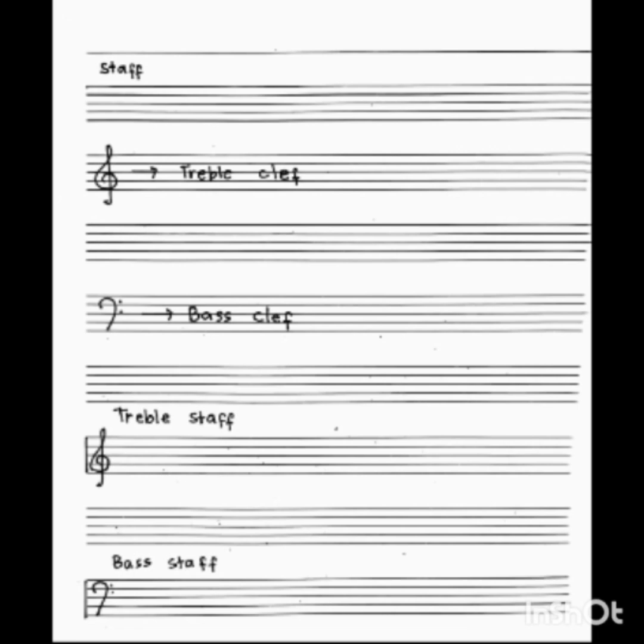Now the next symbol is called a bass clef. The bass clef is below the treble staff, and those notes written on that staff are for the left hand.